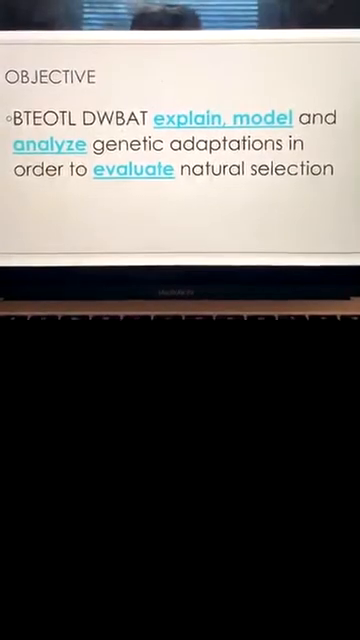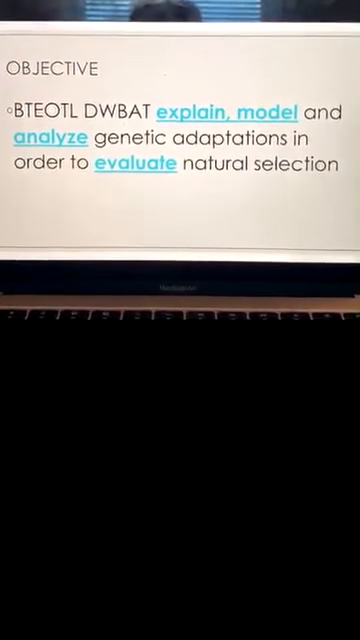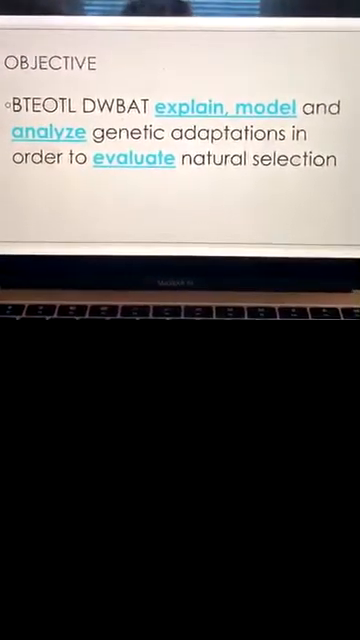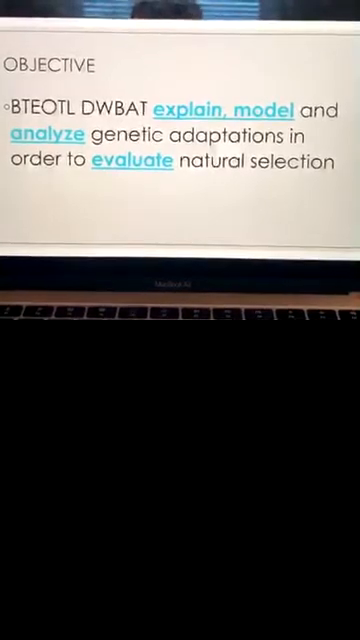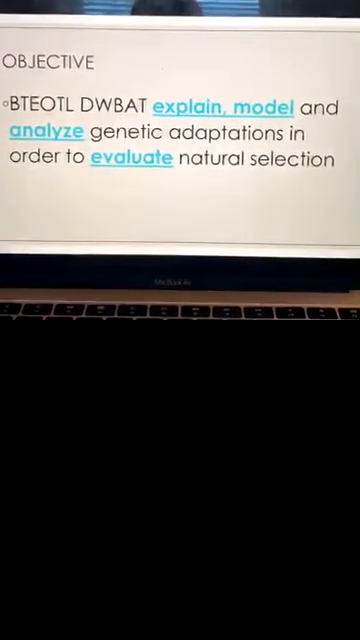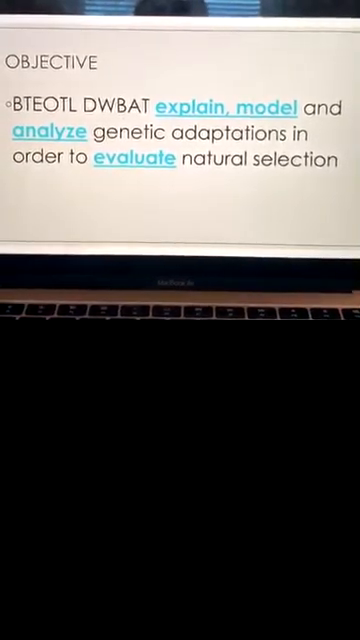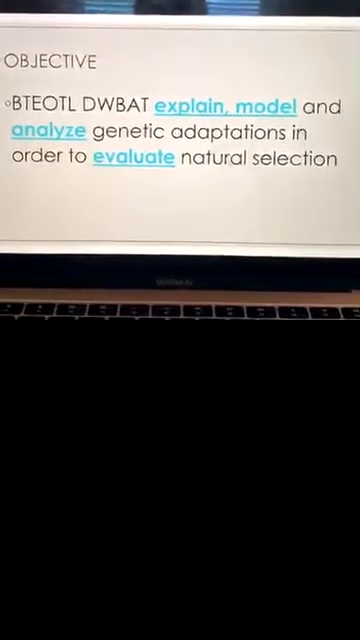Great job. How many verbs do we have? 4. We have 4. What are those 4 verbs? Explain, model, analyze, and evaluate. All right. And what does it mean to explain, my love? To teach. Great job. What does it mean to model? To show. Fantastic. What does it mean to analyze? To break down. And then what does it mean to evaluate? To judge. Great job.